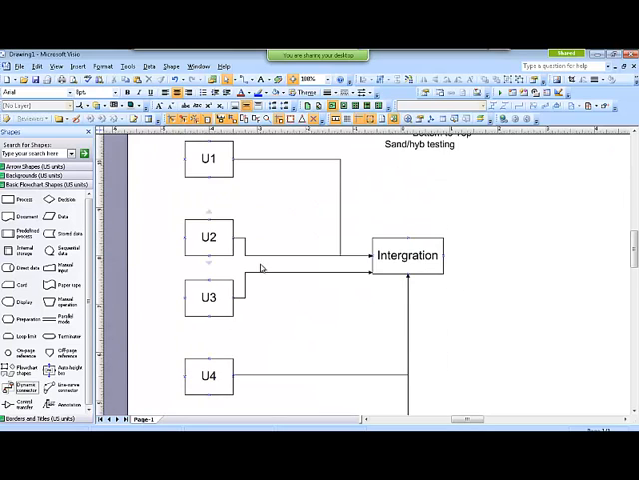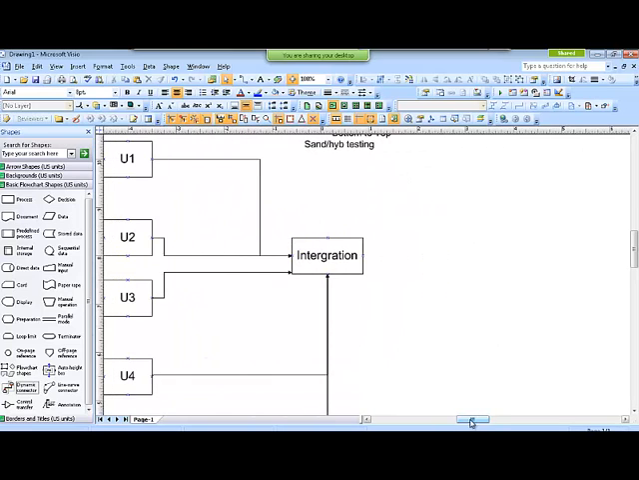Once we're done with the integration, we'll move this code, as I said, from the development environment to the next level environment, that is the SIT environment, right? So we'll do the same in the process flow diagram, which I'm trying to keep.